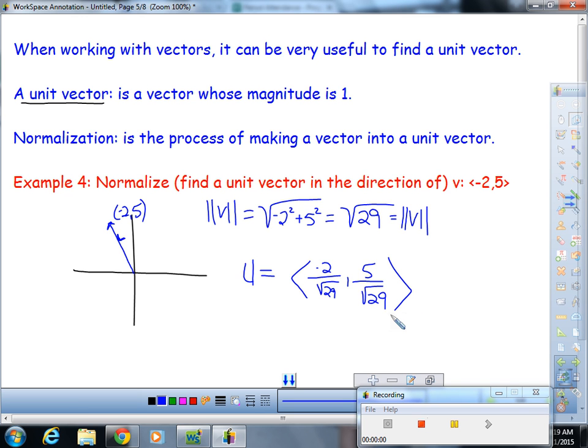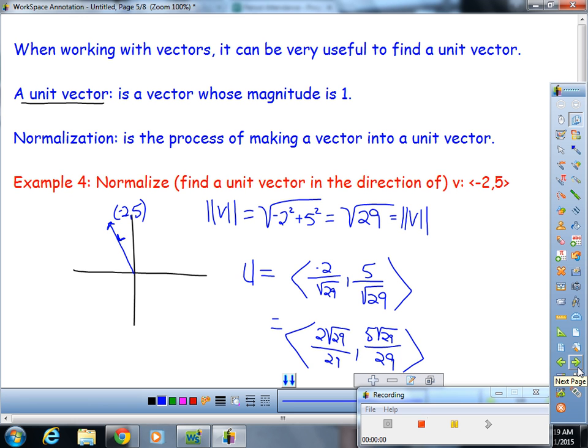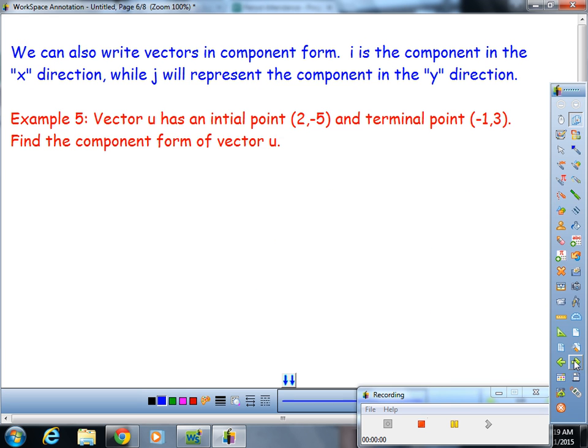For our class we can write it just like that. We don't need to rationalize, but we could obviously rationalize it pretty easily by calling it 2 radical 29 over 29, comma 5 radical 29 over 29. So, that's the normalization of a vector. Turning a vector that moved in the direction left 2, up 5, and whose magnitude was radical 29, and we have made it into a unit vector.